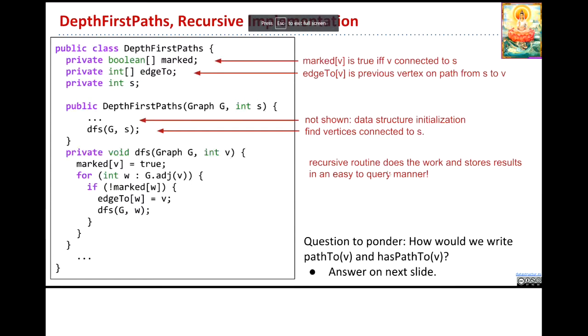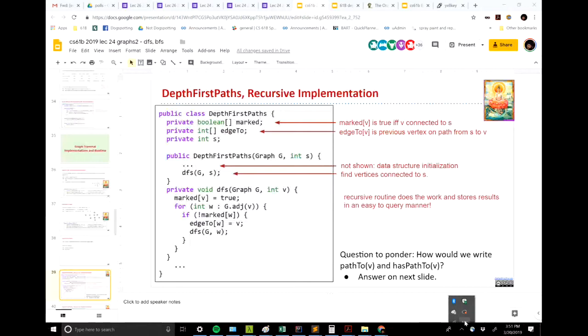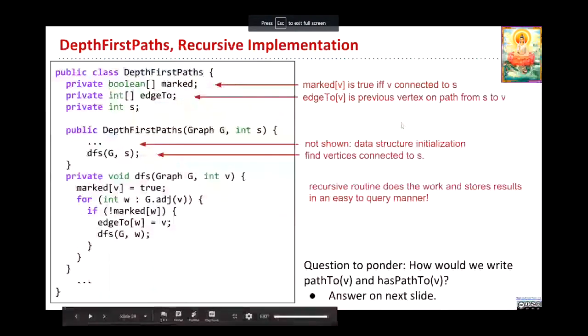So implementation then. Let's see. Are we running out of power? Hopefully not. We got 20%. Plenty. Okay, good.